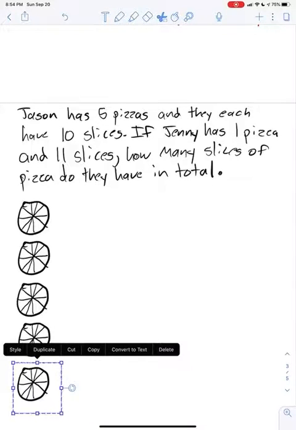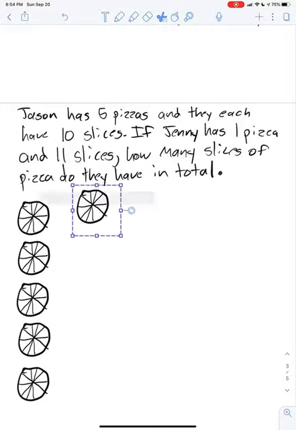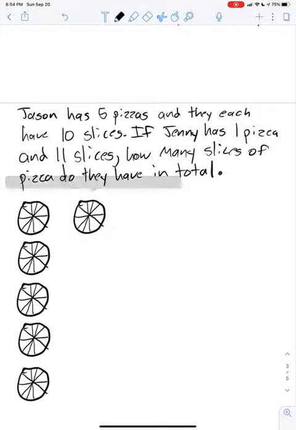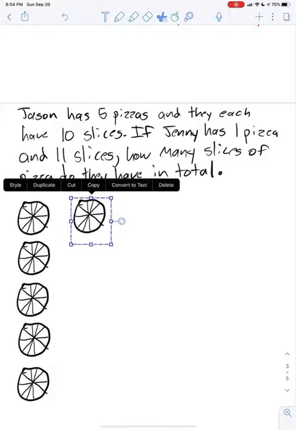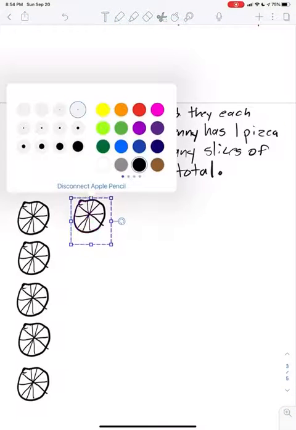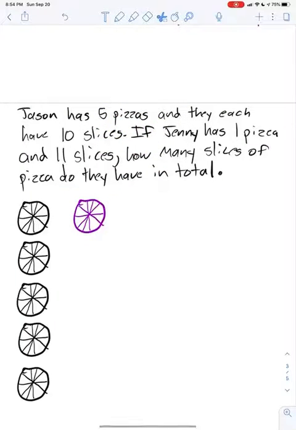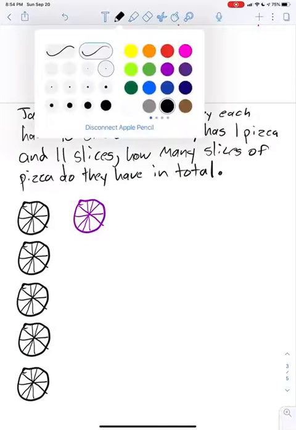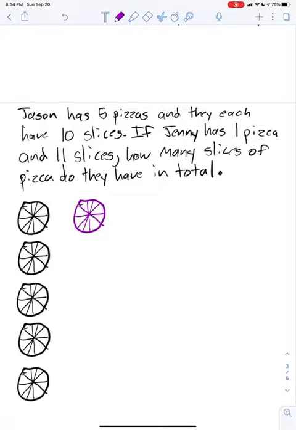Now, Jenny has 1 pizza and she has 11 slices, and I'm going to go ahead and make her pizza a different color just so we know it's hers. So she'll have the purple pizza. But then she also has 11 slices. So 1, 2, 3, 4, 5. I'm going to draw them in rows of 5. 6, 7, 8, 9, 10, 11.